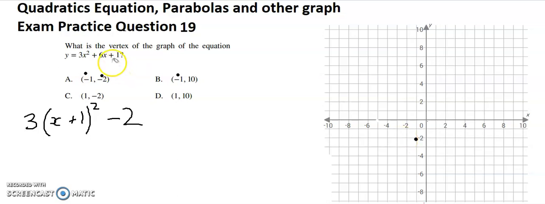I know my y-intercept is going to be 1. So I've got 2 points that I can draw my graph, because all I needed was my turning point, because then I can say that my vertex is at negative 1, comma, negative 2, because that is where the line of symmetry crosses our parabola.